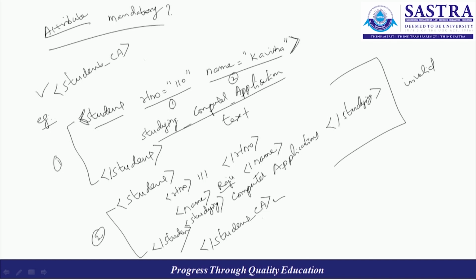In the same way, if I write a validation rule for the second record, that student should have roll number, name and studying as 3 child elements, and there should not be any attribute, then the first one becomes invalid. How can I do that? That's why we have to create a proper structure. The same structure should be applicable for all records.